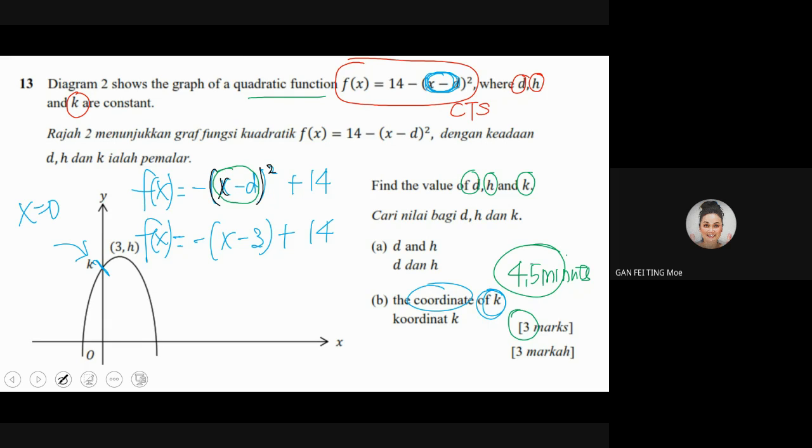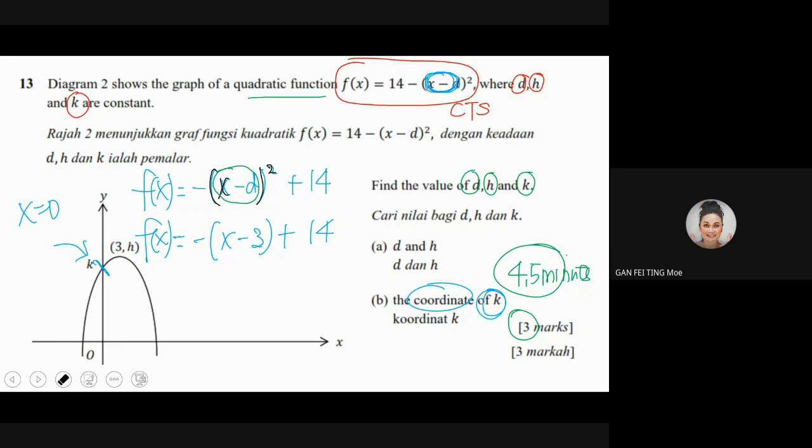This green color, I put the red color here. Red color is the x-intercept. X-intercept means that the value of y is 0. K is the y-intercept, so x equals 0. Please take note. I'm talking very slowly and I keep on repeating. I do hope that you take down the notes.